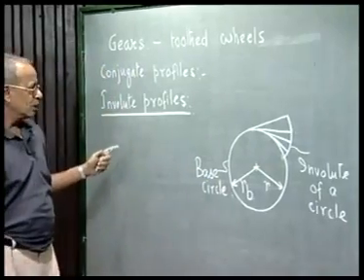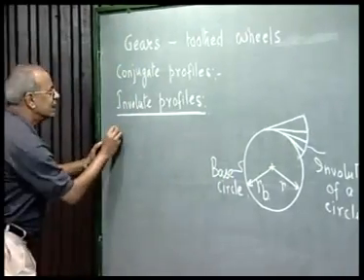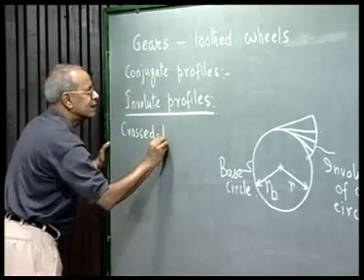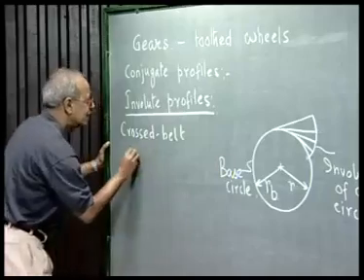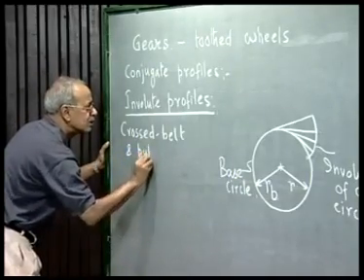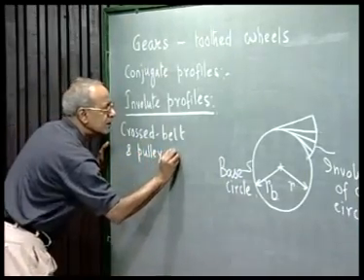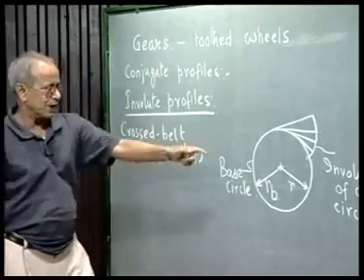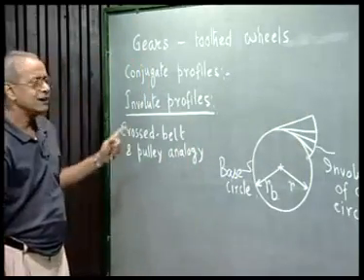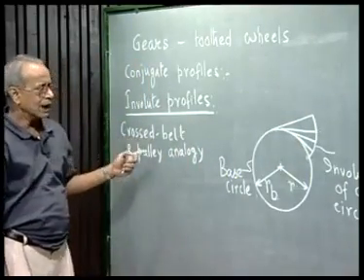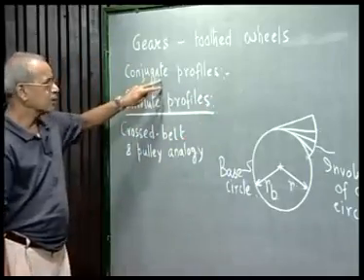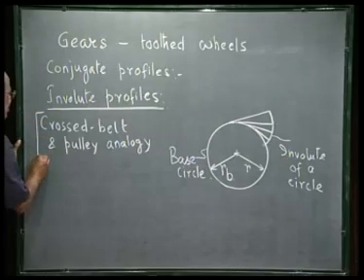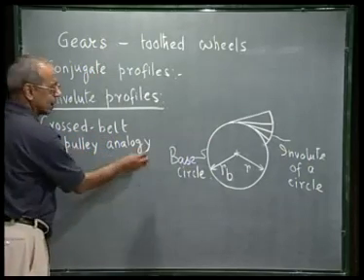Then let us show, from what we call a crossed belt and pulley analogy, why this involute profile will satisfy the fundamental law of gearing, or why a pair of involutes will be conjugate profiles. That we shall discuss from what we call a cross belt and pulley analogy.